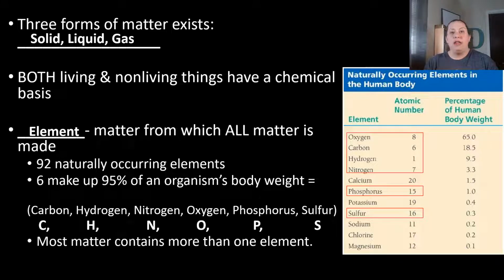Now, when we look at this, guys, it is important that you recognize the different atoms, but also how they are represented with their abbreviation. So carbon, guys, is represented with a C. Hydrogen is represented with an H. Nitrogen is N. Oxygen is O. Phosphorus is P. And sulfur is S.